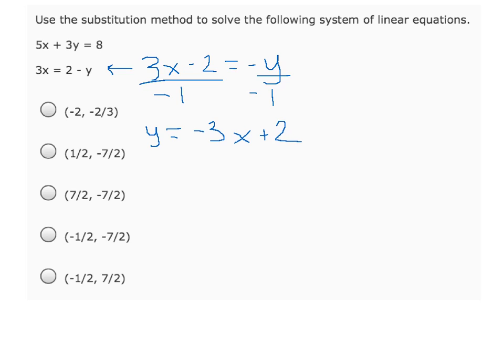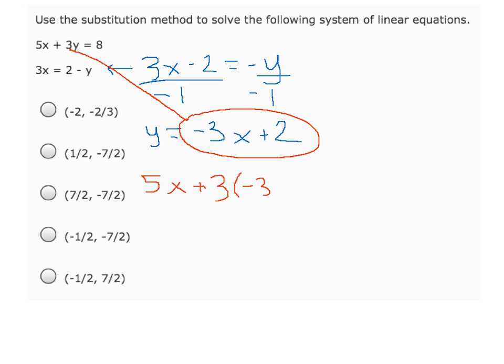Now we want to substitute what y equals, so y equals a negative 3x plus 2, into the second equation, anywhere we see y. So we have 5x plus 3y, but we know y equals negative 3x plus 2, and that equals 8. So now we solve for x, so we have 5x, and we distribute this 3, so we have plus a negative 9x plus 6 equals 8.